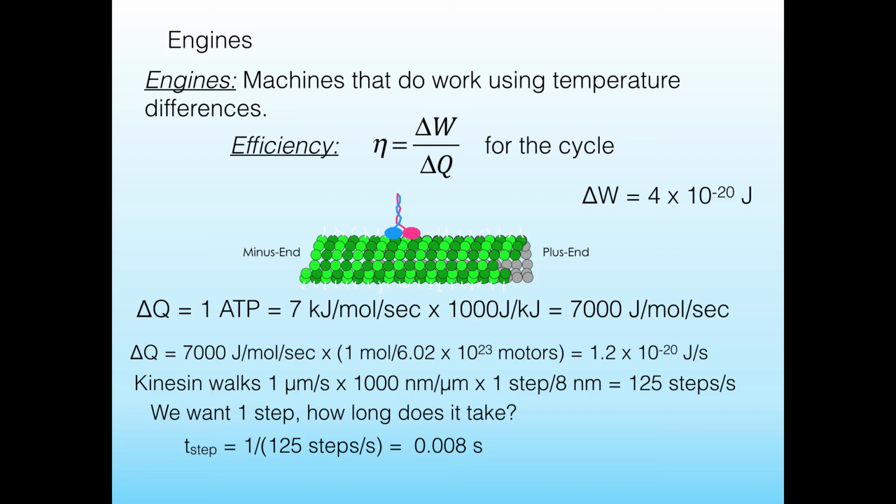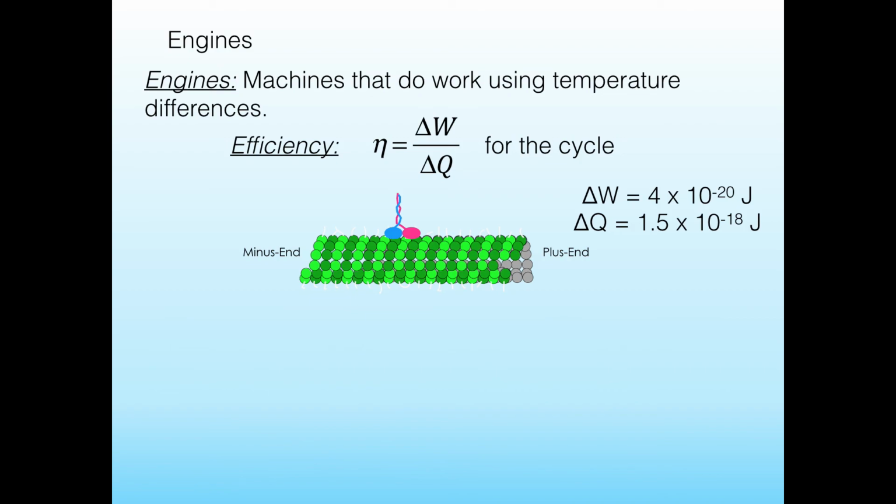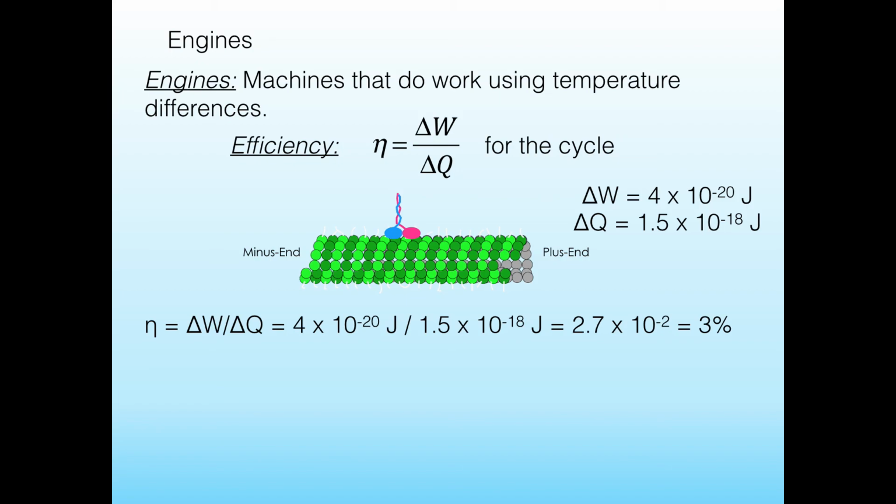All right, so now that we've used that, we can multiply this 1.2 times 10 to the minus 20 joules per second times the time that it takes for a single step, and we get 1.5 times 10 to the minus 18 joules. Now we have both of our components to find the efficiency. We can plug them in and look at the work done over the heat that's added, and we get 2.7 times 10 to the minus 2, which is 3% efficiency.